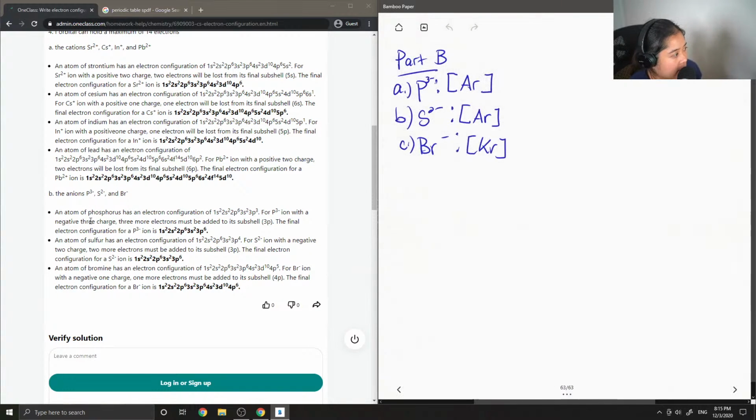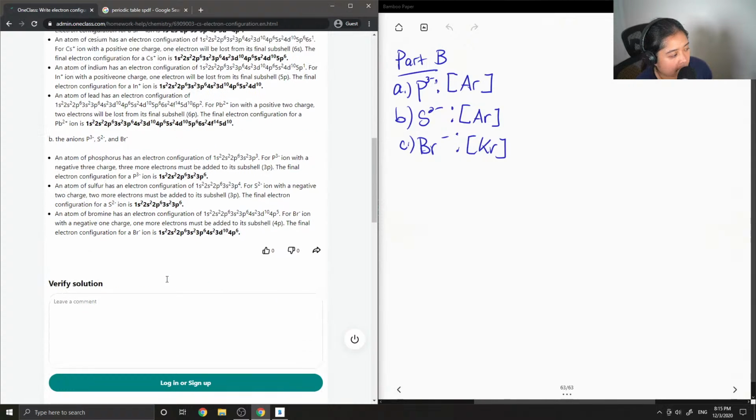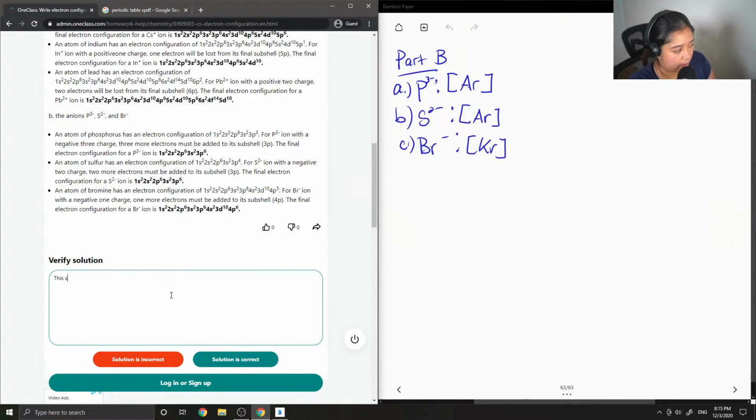For the anions, an atom of phosphorus. So for phosphorus 3 minus, more electrons must be added to its subshell. The final electron configuration is 1s2, 2s2, 2p6, 3s2, 3p6. So this is the same as argon. Sulfur has the same electron configuration, equal to argon. And lastly, the bromine with a minus 1 charge has the same electron configuration as krypton. So I can say that this solution is correct.